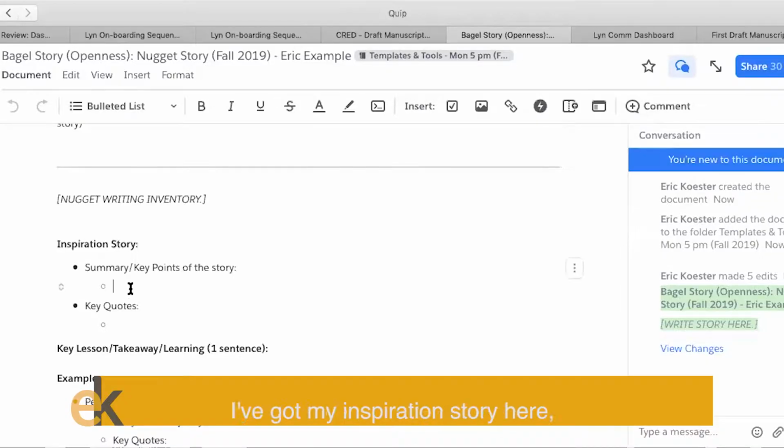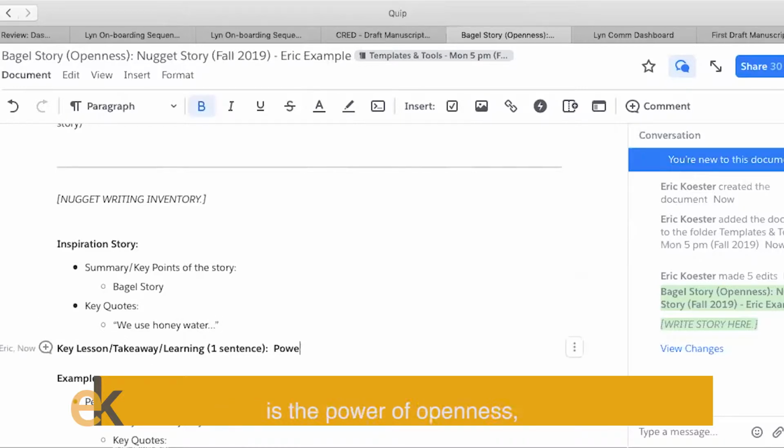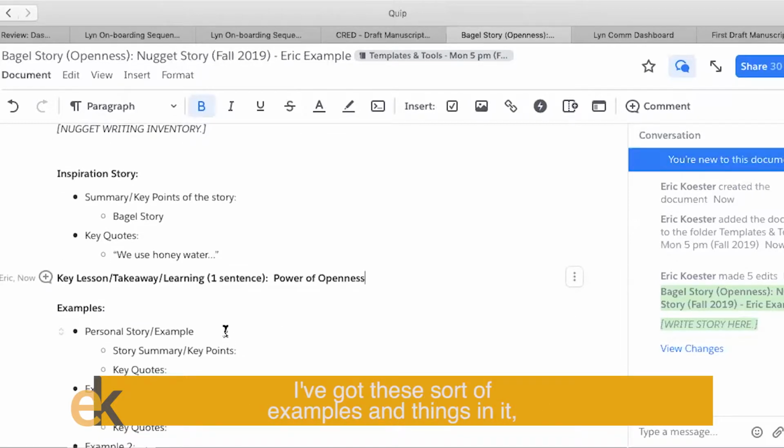As you remember, we've got my inspiration story here. This is the bagel shop, bagel story, my inspiration story. And then the key quote here is we use honey water. All right, and then my key lesson, as I laid out here, is the power of openness. And then my examples, right? I've got these examples and things in it, however you want to do.